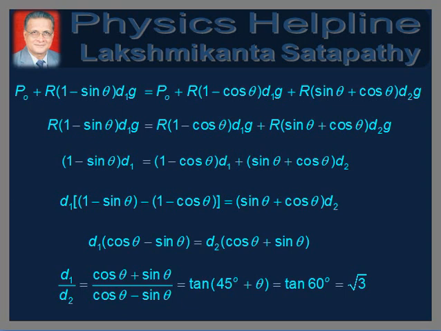Using the trigonometric relation derived earlier, we get D1 by D2 equal to tan(45 plus theta). Now theta is equal to 15 degrees, which gives D1 by D2 equal to tan(45 plus 15), which is equal to tan 60, which is equal to root 3, which is the answer to the question.